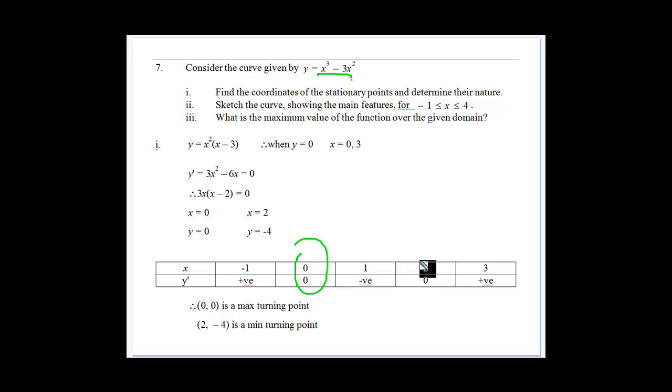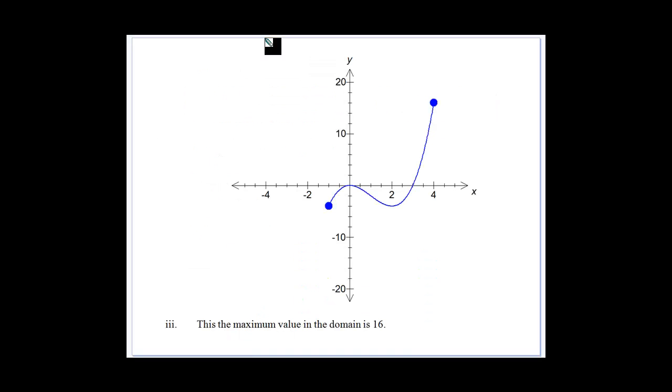So there's our stationary points. We test our points either side of those curves. So we get a positive, 0, negative, 0, positive. So that's the shape of our curve. So we know what it should look like. So we've got a maximum and a minimum turning point. When we graph it, we're able to graph it there.